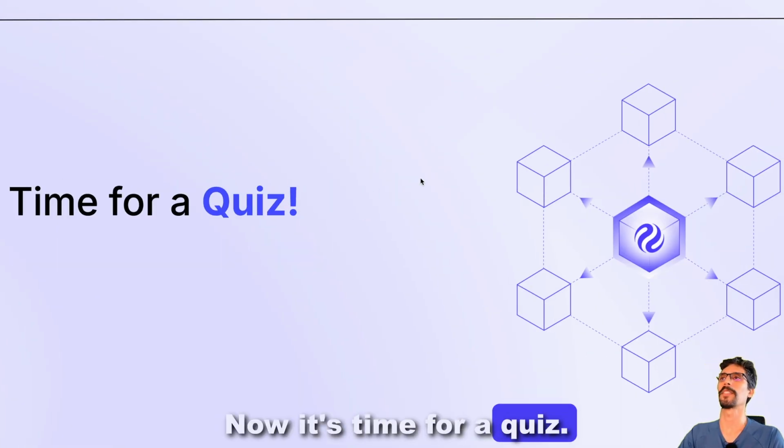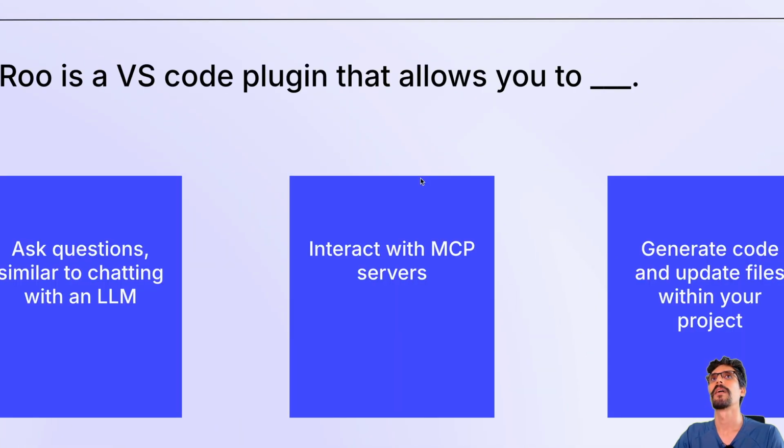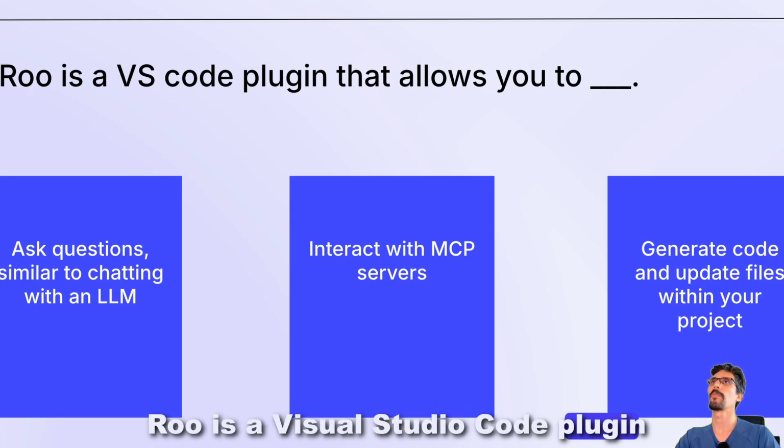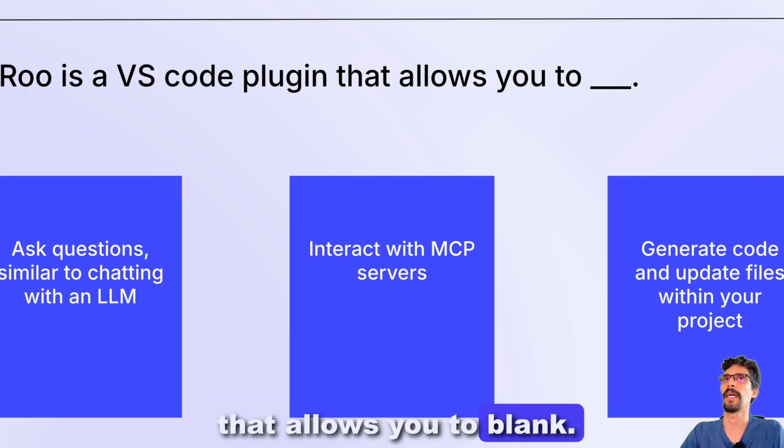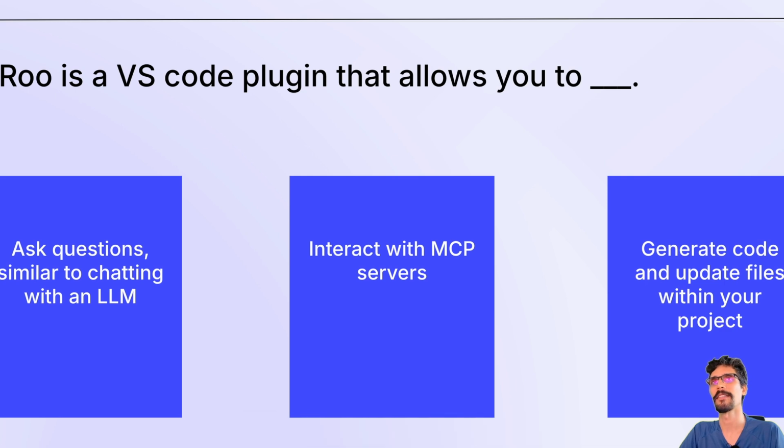All right, now it's time for a quiz. Roo is a Visual Studio Code plugin that allows you to blank. I'll give you a second.